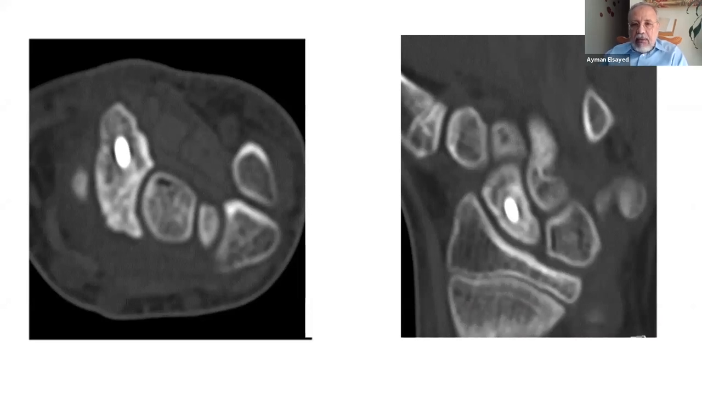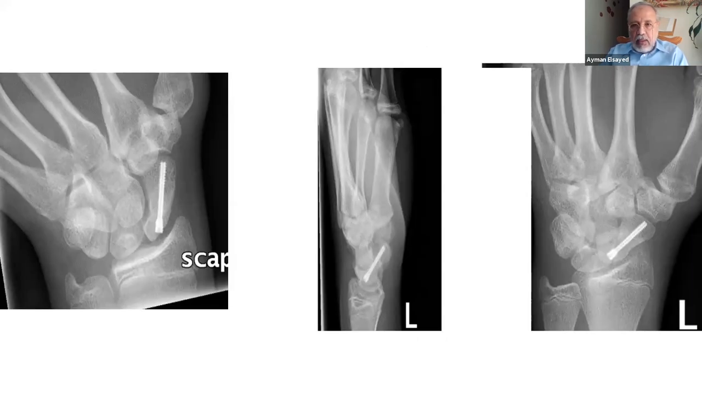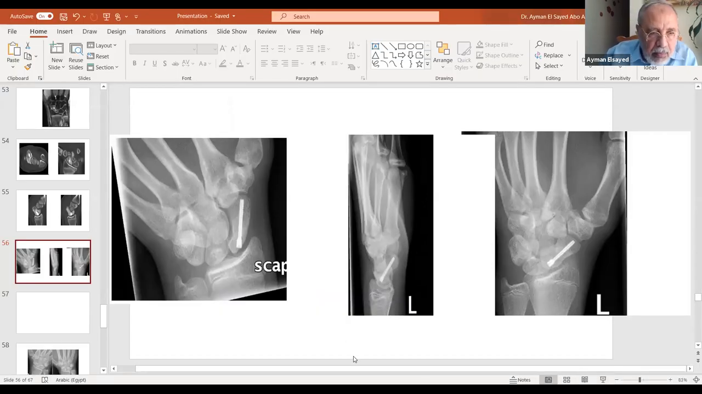This scaphoid non-union takes around 5 months to heal. And this is the final result, because the proximal pole has healed already. And this is the plain X-ray during the last follow-up, which was at 1 year. I'll show another case.